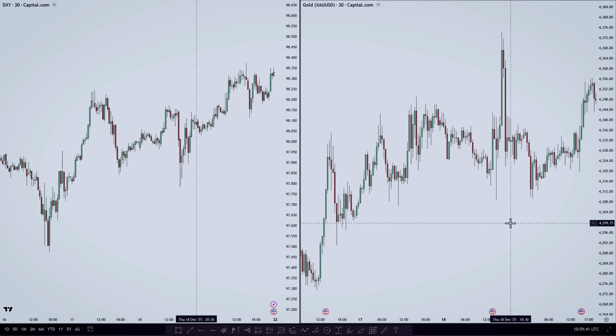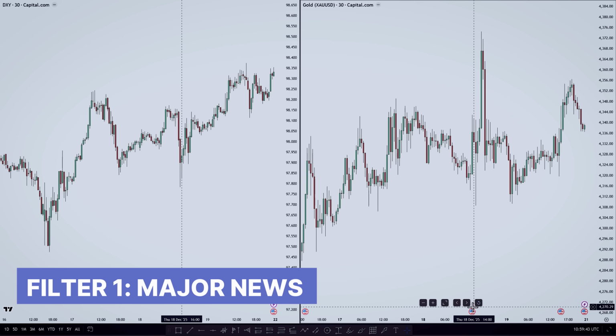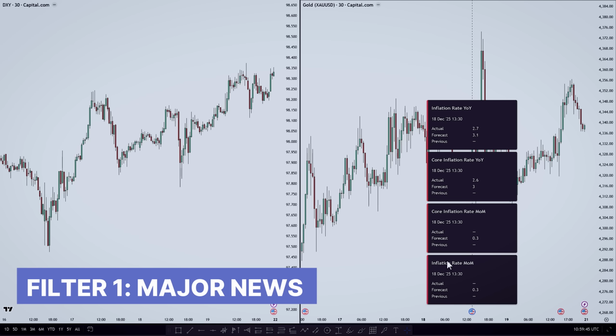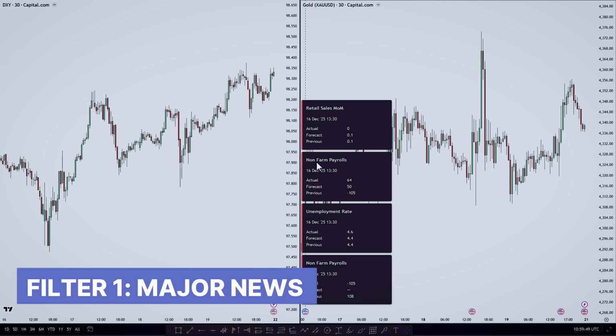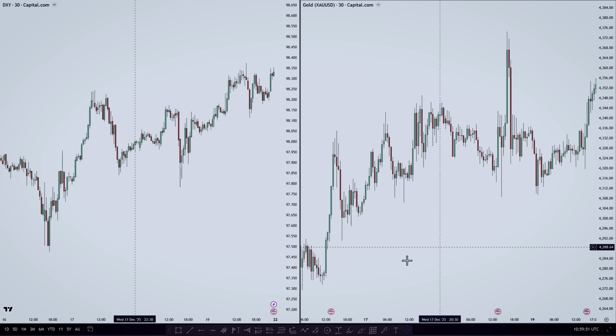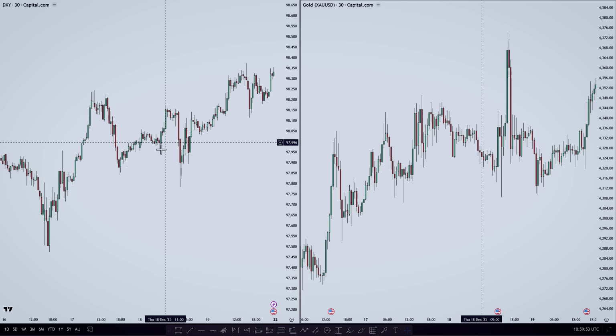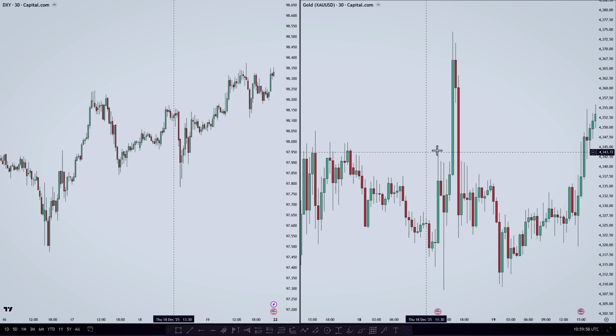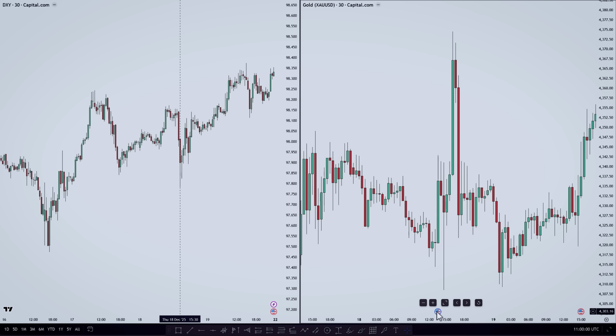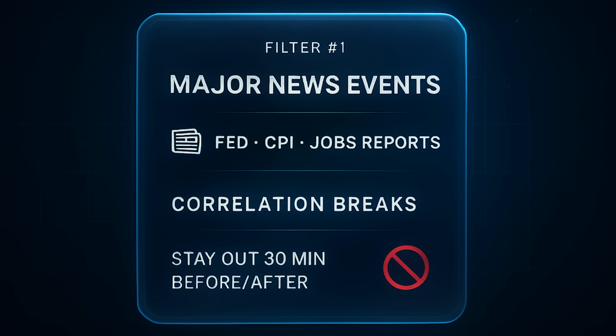3 situations where I stay out completely. First, major news events. Fed interest rate decisions, CPI releases, jobs reports. These create chaos. Dollar index spikes one way, then reverses. Gold does the same. And the correlation breaks down temporarily. I don't trade 30 minutes before or after major news. No setup is worth getting destroyed by a Fed surprise.